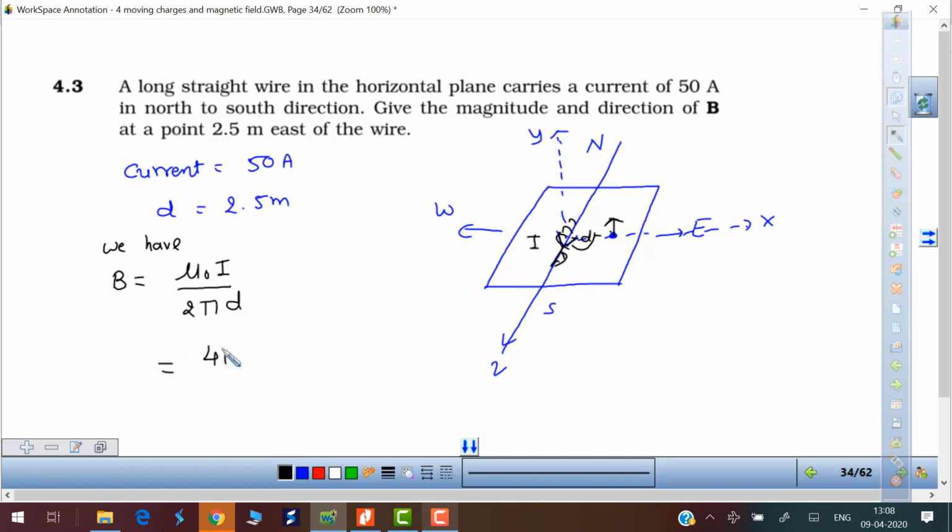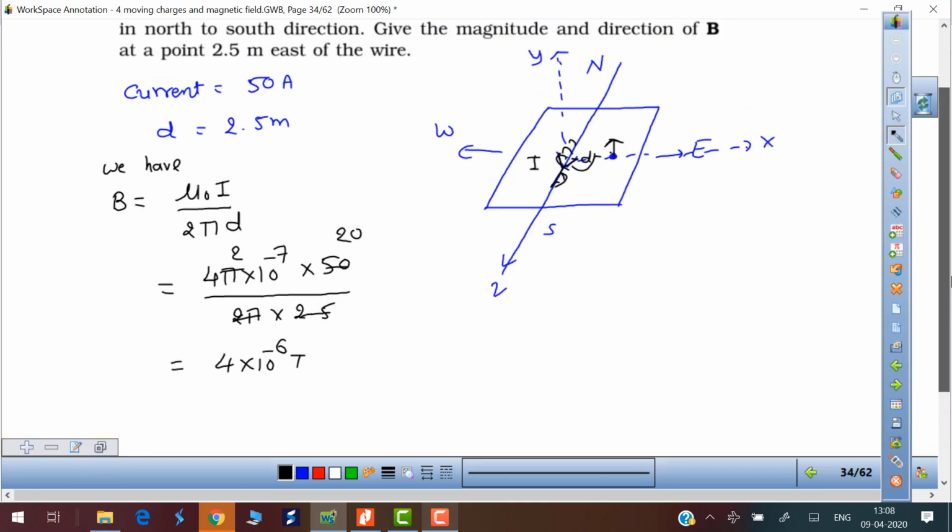So mu 0 is 4 pi into 10 raised to minus 7 multiplied by the current, that is 50 ampere, divided by 2 pi into D is 2.5. So again this will cancel out, so you get the 2. So you get around 40 into 10 raised to minus 7, so 4 into 10 raised to minus 6 Tesla.